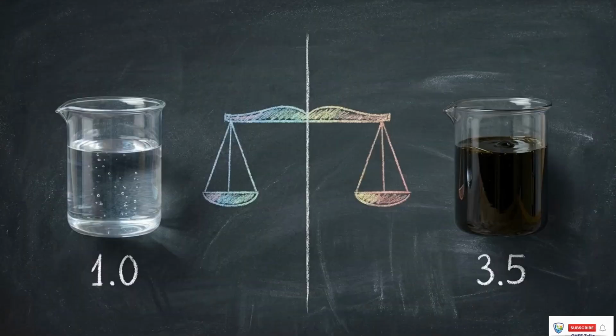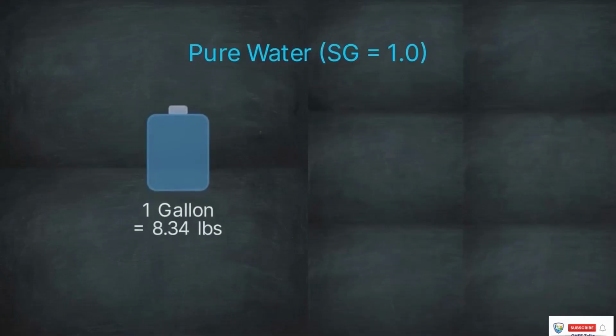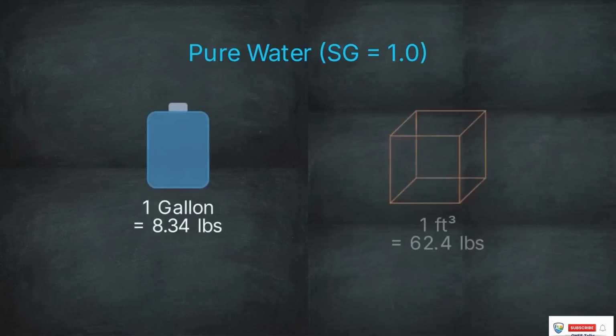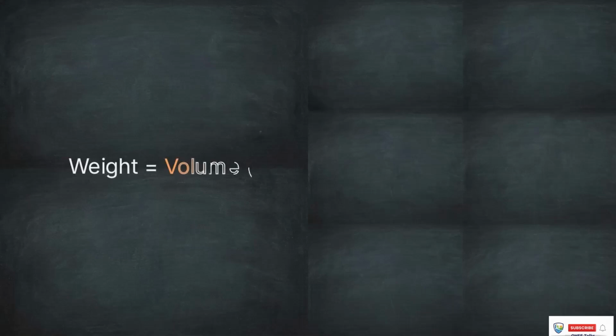To execute this conversion, we use specific gravity. This is the exact ratio of a chemical's density compared to the baseline density of pure water. Pure water has a specific gravity of 1. It weighs 8.34 pounds per gallon, or 62.4 pounds per cubic foot. This diagram shows the total load calculation in action: volume in gallons multiplied by 8.34 multiplied by the specific gravity.